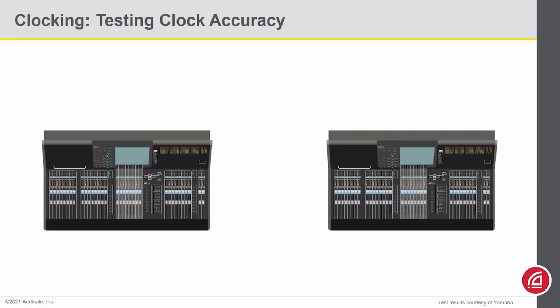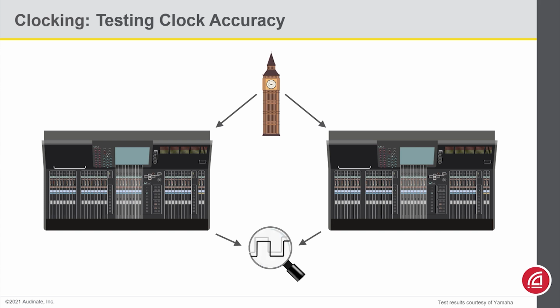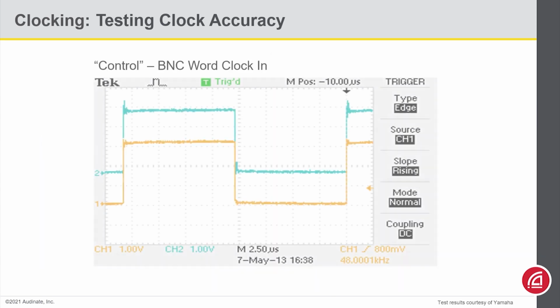Okay, so we know how to make our clock settings. Now let's talk about how accurate the clock is. Back in 2013, Yamaha did a test that measured and demonstrated many of the principles I just explained. They started with 2 consoles following an external clock. They take their word clock outputs and put them up on a scope. Sure enough, the signals lined up perfectly. This is our gold standard, right?